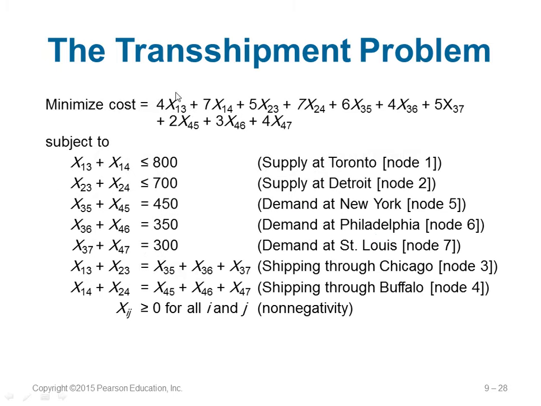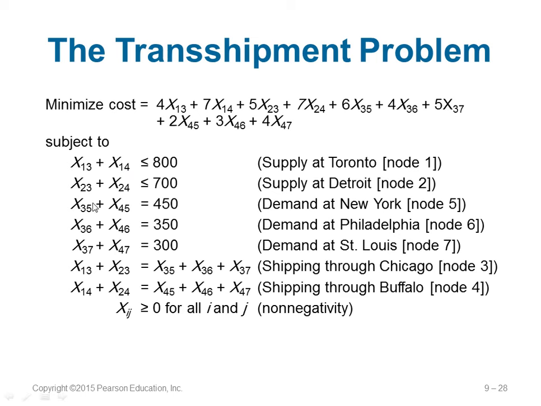So let's talk about the minimization of the cost: 4 into x13. So if you want to deliver from 1 to 3, it is $4, and then for each one you represent it. x13 plus x14, so supply from 1 to either transshipment point number 3 or transshipment point number 4 is less than or equal to 800. Why only x13 and x14? Because you cannot supply to anybody else. From Toronto, it can be to either of the nodes, transshipment node number 3 or transshipment node number 4, nothing else. Similar from Detroit as well.